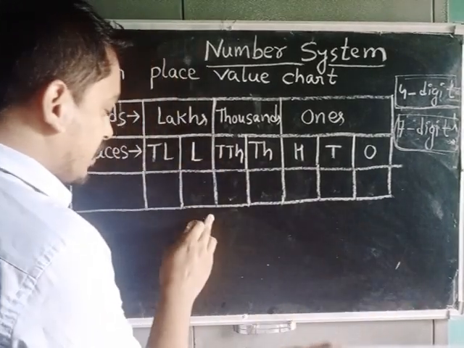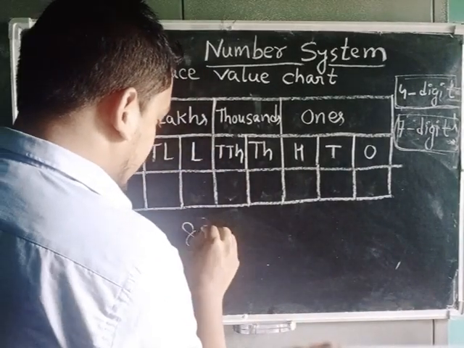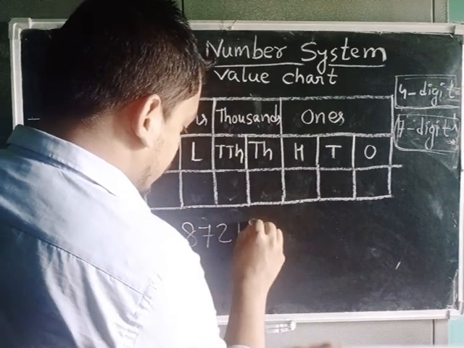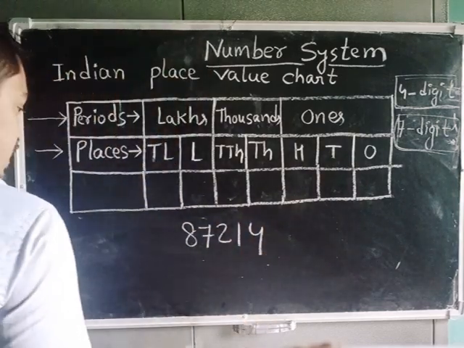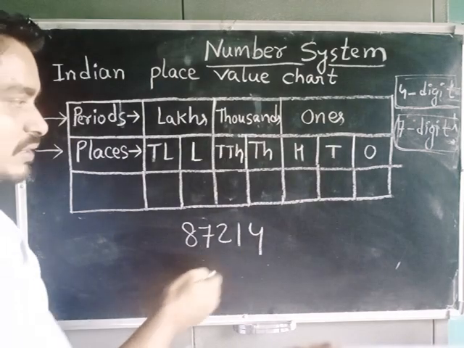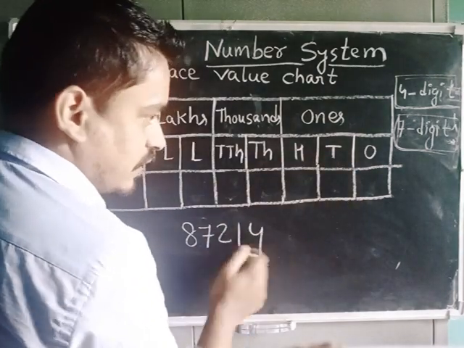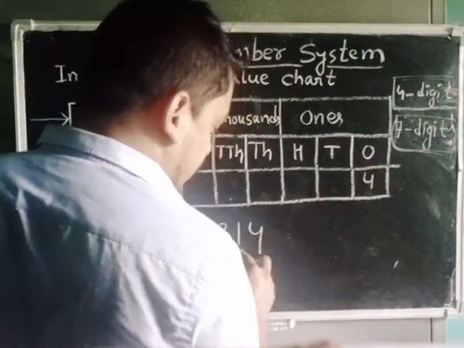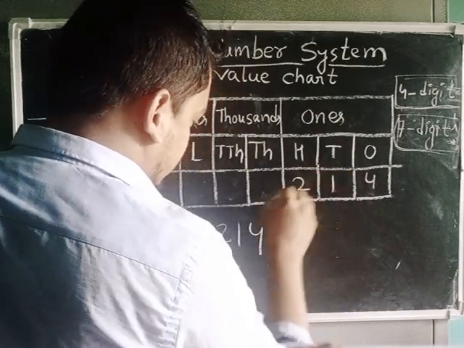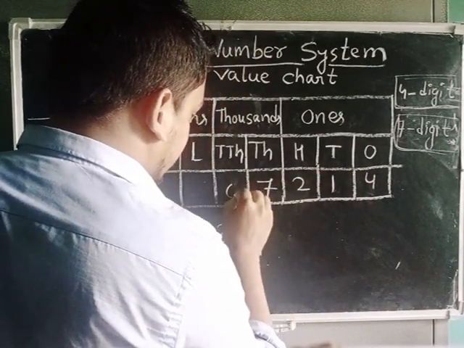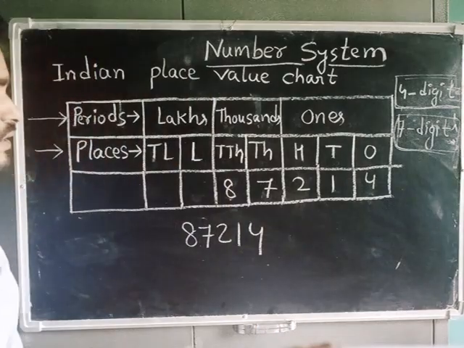So let us take a number like 87214. It is a 5-digit number. So how to write this in the place value chart? From the last we have to start. So 4 is here, 1 is here, 2 is here, 7 is here, and 8 is here.